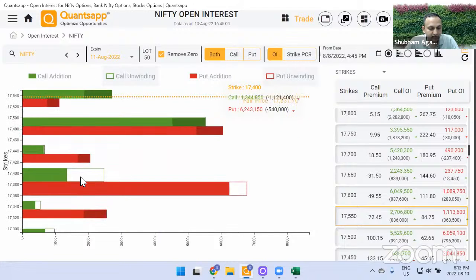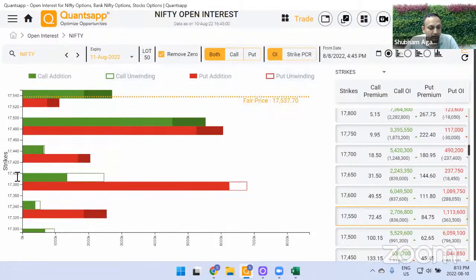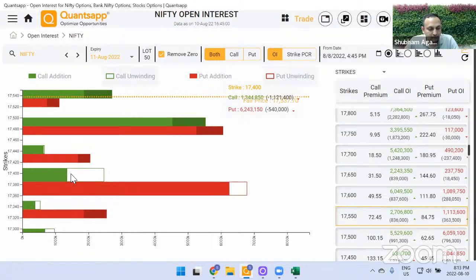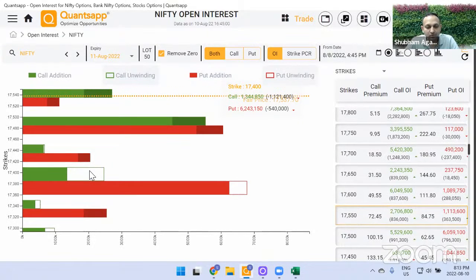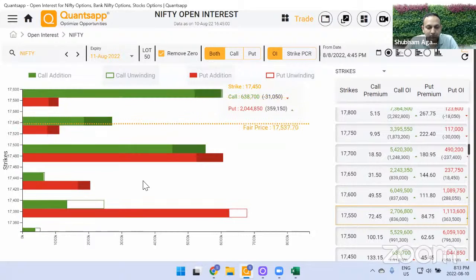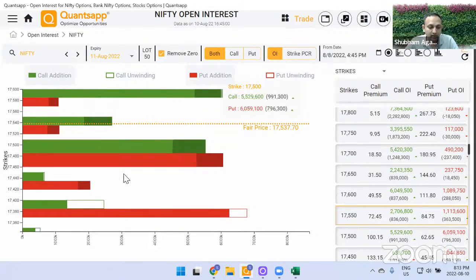Let me zoom this so that you can see it very clearly. If you look at the strike of 17,400 call option, when the market was trading below 17,400, what do you think the open interest chart was looking like? Obviously, it would have looked something like this, where a significant amount of open interest might have been on the upside when the market did not reach 17,400.